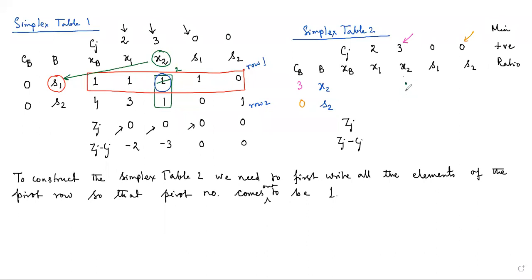We need to bring 1 in this position because it was the pivot number position. But fortunately, we don't have to do anything like this over here because it is already 1. So we'll just copy this pivot row over here. You can think of it as dividing this pivot row by 1 and writing the elements. We are putting a star over here to identify that this was the position of the pivot number in the previous stage, in simplex table 1.